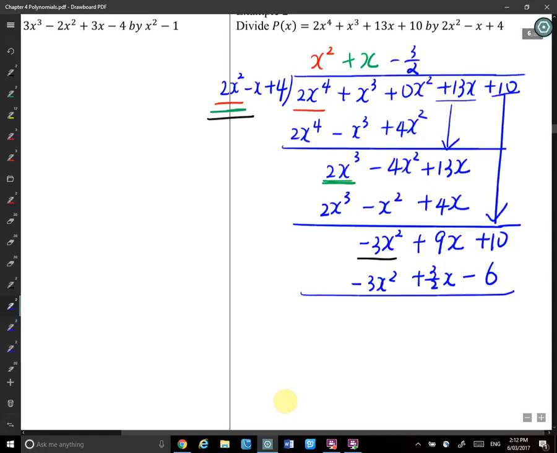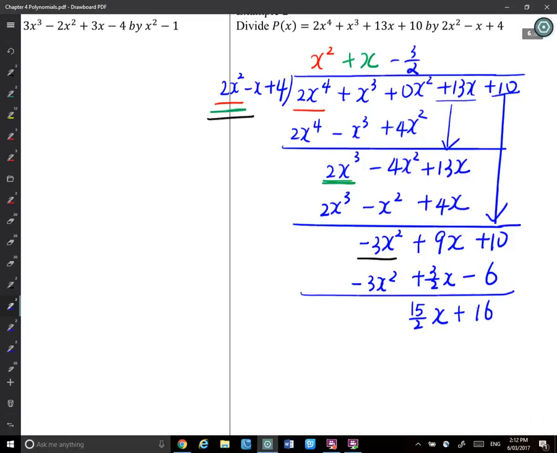So for the constant, you are left with 16, because 10 minus negative 6, you have 16. Okay, 9 minus 3 over 2 is 18 over 2 minus 3 over 2, so it's 15 over 2 x plus 16. And you don't have any number left. So if you divide by a quadratic, then your remainder must be a linear. And now I reach a linear at this point, so I will stop. Okay, we finish with this long division.